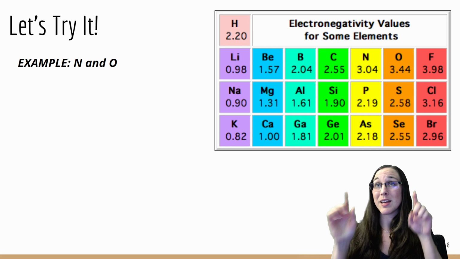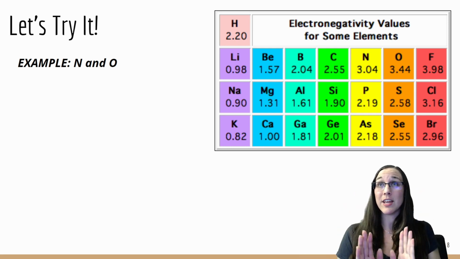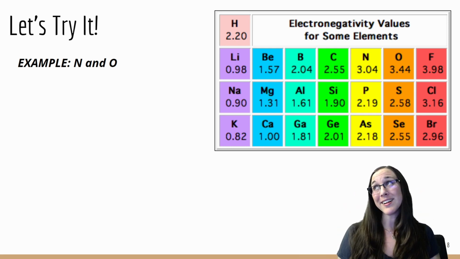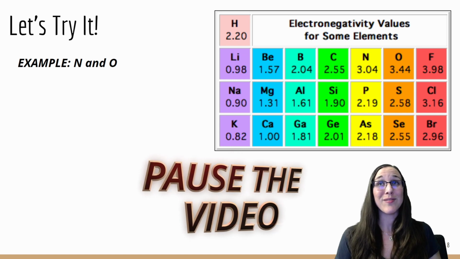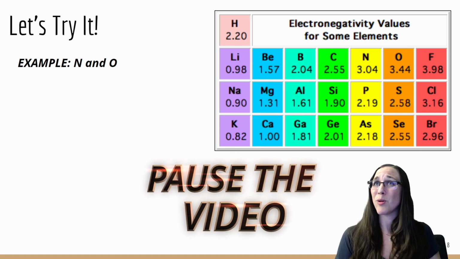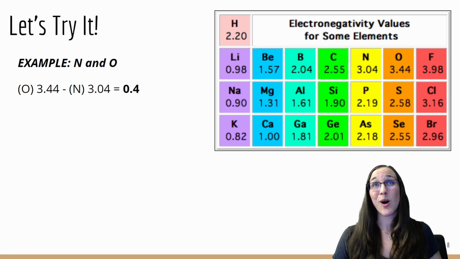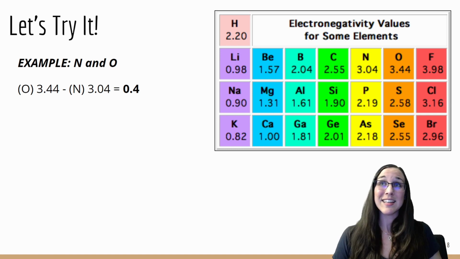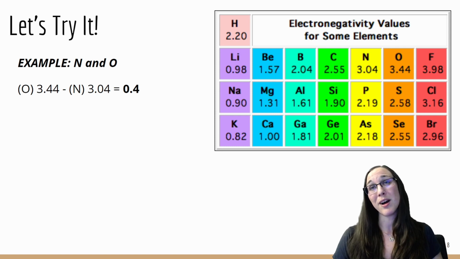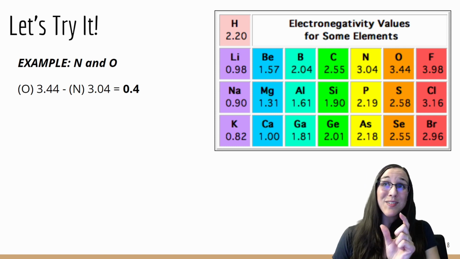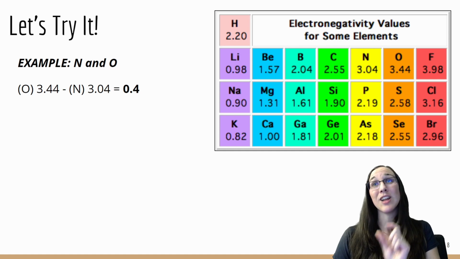So using the values above my head, go ahead and pause the video now and try and figure out what kind of electronegativity difference, i.e. the subtraction, you would get with N and O, and figure out if it's going to be nonpolar covalent or polar covalent. Hopefully you saw that O is 3.44 and N is 3.04. When you subtract, you get 0.4. This falls within our range of 0 to 0.5 for nonpolar. Therefore, any molecule with a bond of NO, that bond specifically between N and O, is nonpolar covalent.